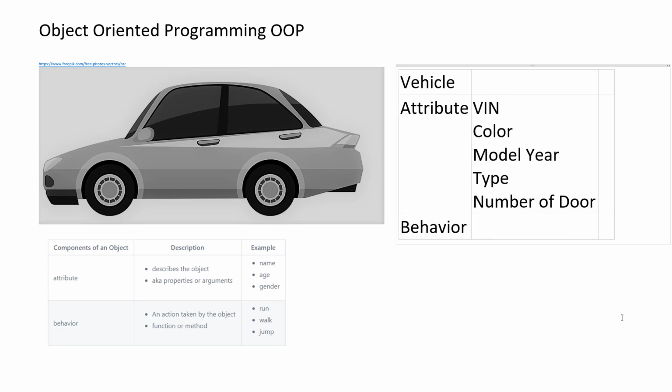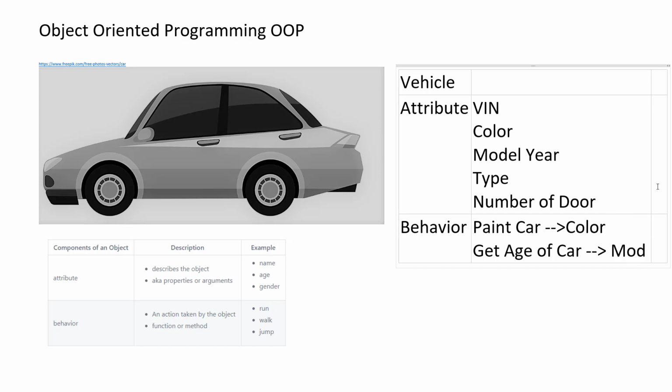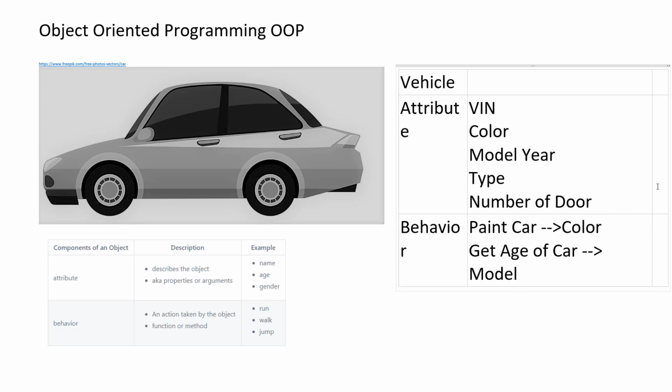All right, so what are some of the behaviors that we can do to this car? Well, we could paint the car. If we painted the car, we would make a modification to the color attribute. So we could change the color attribute. That'd be kind of interesting. We could get the age of the car. If we wanted to see how old the car is, we would be looking at the model year attribute.